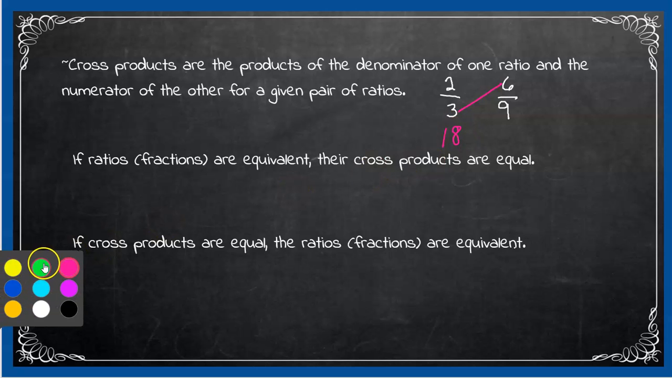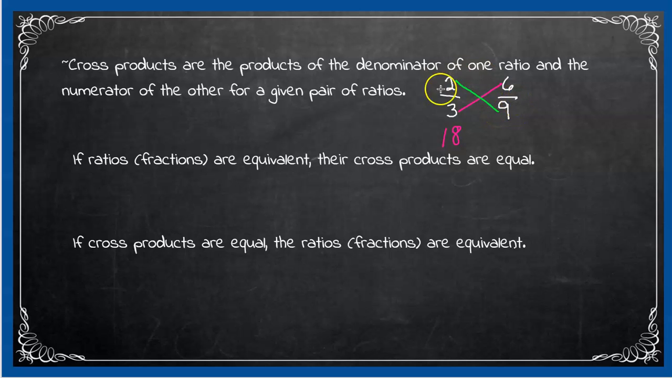Let me grab a different color here. And then I'm going to take the other denominator and multiply it times the numerator of the other fraction. 9 times 2 is also 18. So I would use those cross products to determine whether these two fractions were equal to each other or equivalent to each other. 18 equals 18, so 2/3 does equal 6/9.